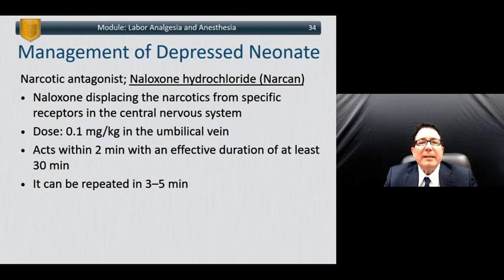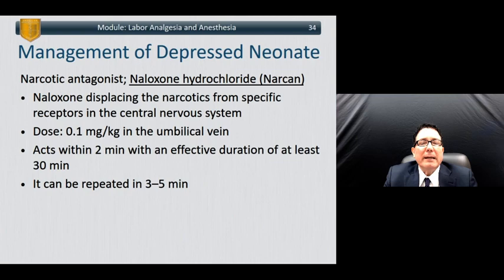So what if we have a depressed neonate? Let's say you're involved in the operating room, you're working in a particular place where there's no neonatologist, the pediatrician has not arrived, perhaps in an emergency C-section, etc., and the baby's born depressed. What can we do as anesthesiologists to resuscitate that infant that now has been born?